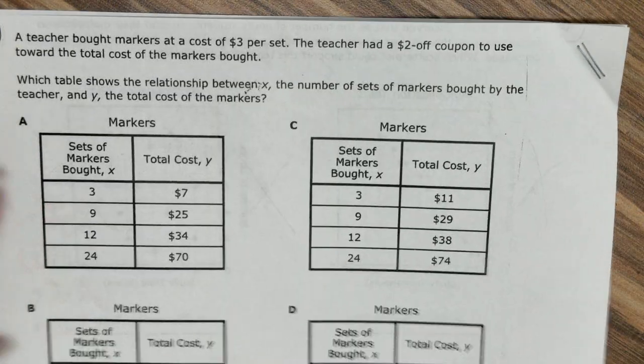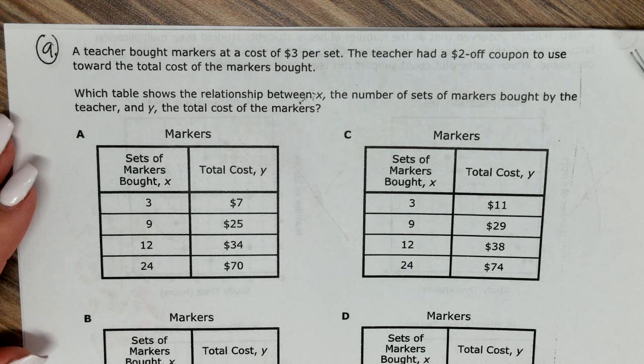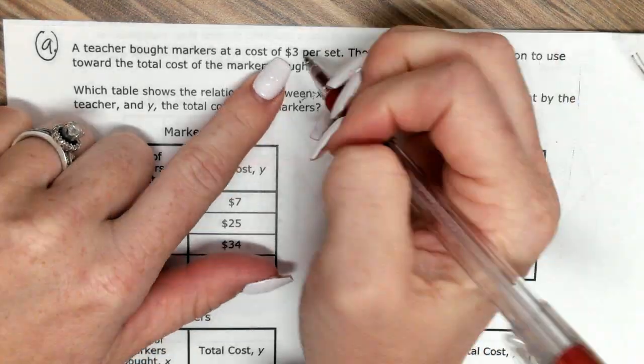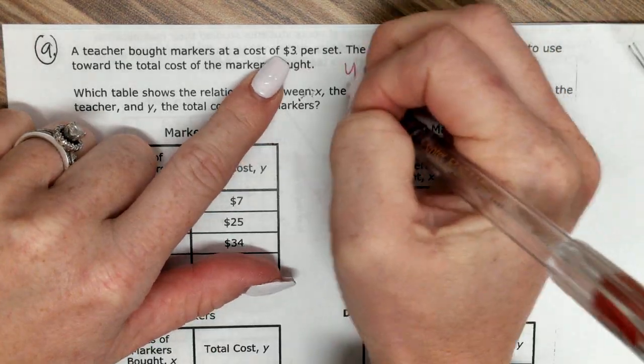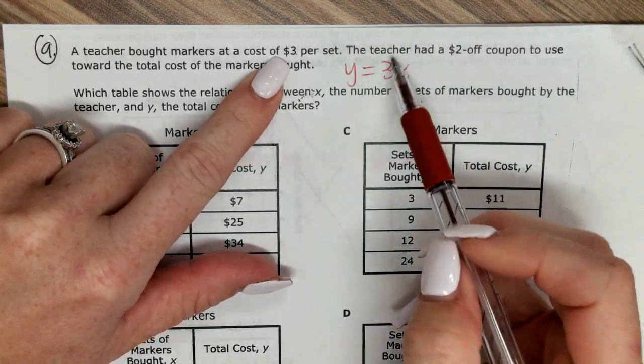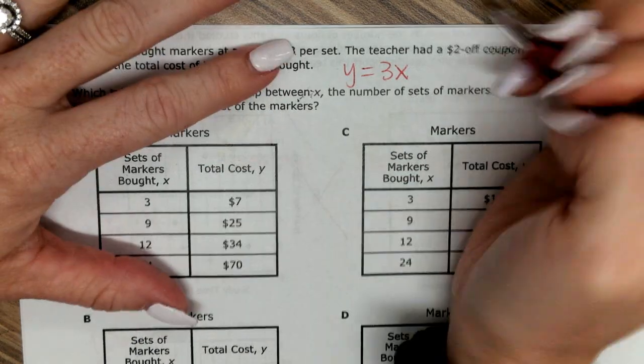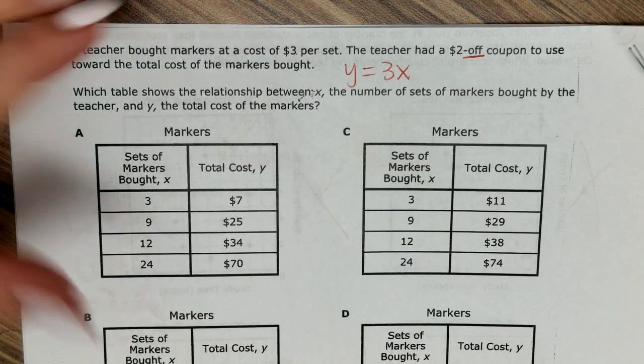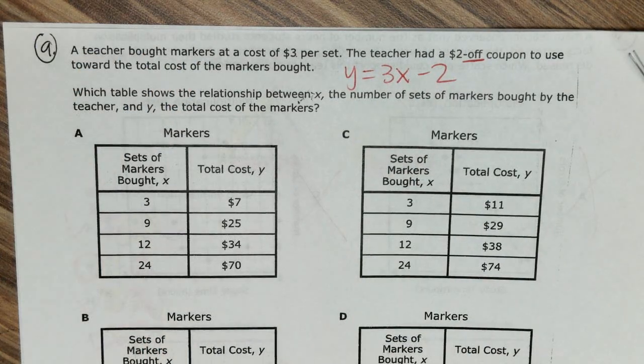All right, number 9. A teacher bought markers at a cost of $3 per set. Did y'all hear a clue word? Per. Very good. That means the 3 gets the x, so I have y equals 3x. The teacher has a $2 off coupon. So is that plus 2 or minus 2? There you go. Which answer choice shows this?